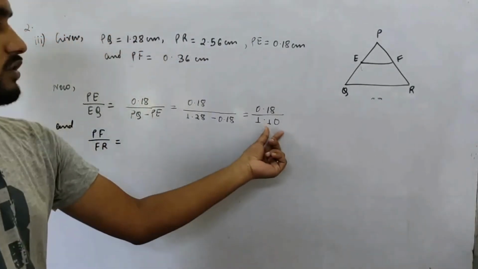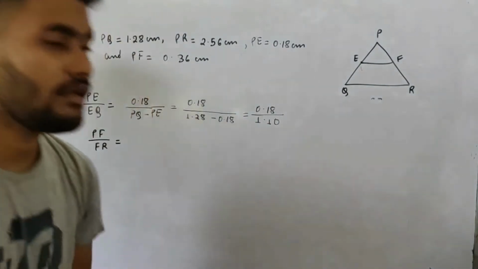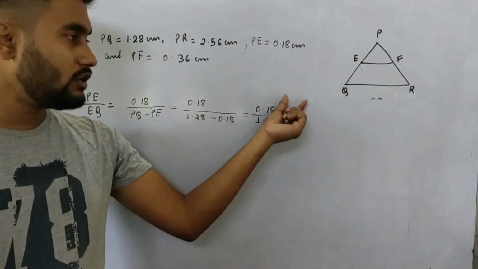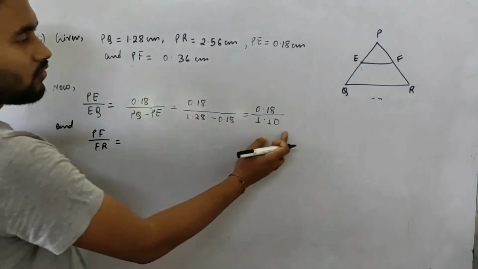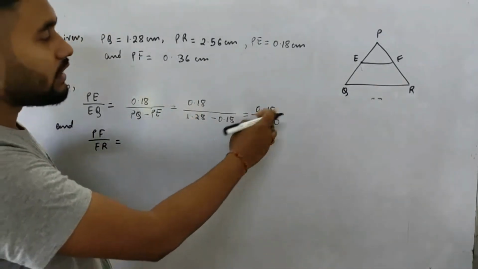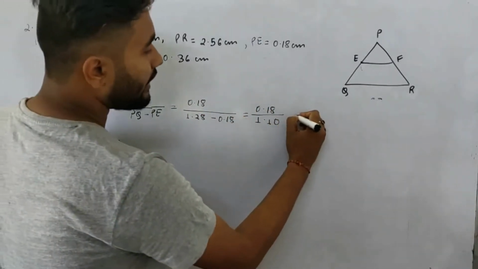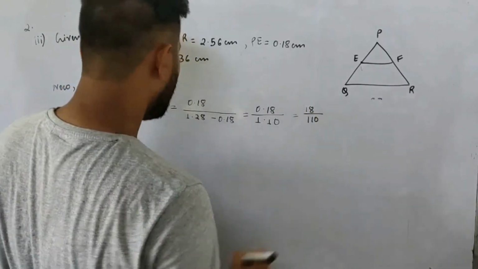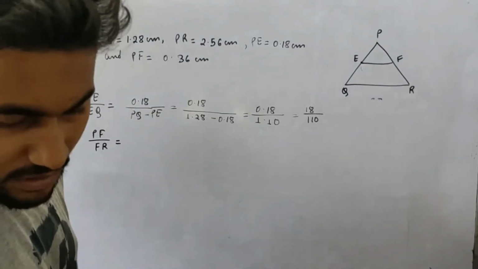See, the point is before 2 digits, okay? Either you multiply directly by 100 in the denominator and also in the numerator, because the point is before 2 digits, or the shortcut: in the denominator the point is before 2 digits, and in the numerator also the point is before 2 digits. So directly if I cancel the point, I will get 18 by 110. Now what is 18 by 110?